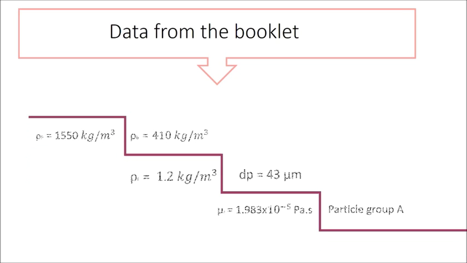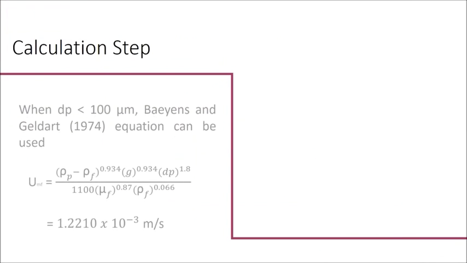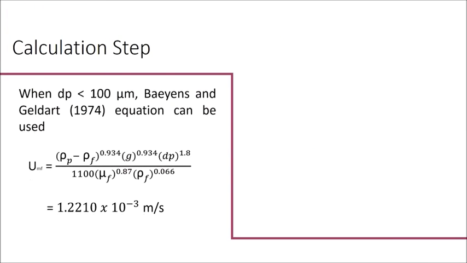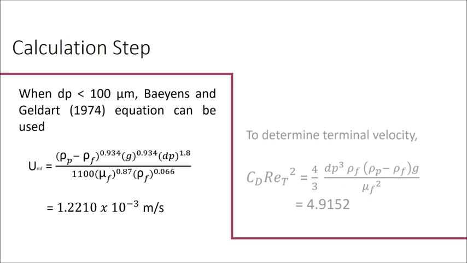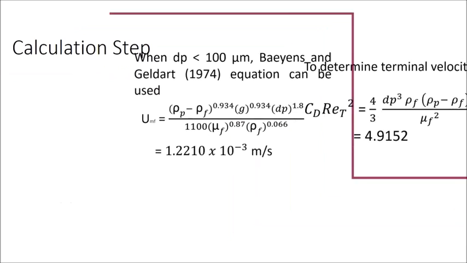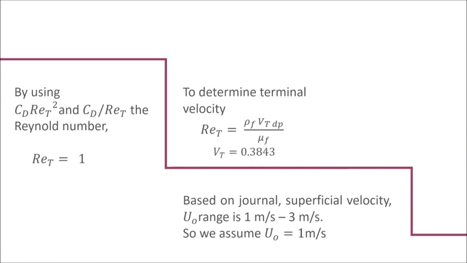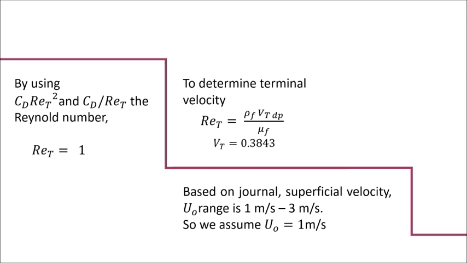This is the data required before we start the calculation. U_MF value will be calculated by using Baeyens and Geldart equations. Next, CD·Re_t² value will be calculated. Based on the graph, the Reynolds number will be obtained. Then, we can calculate the terminal velocities. So, based on the journal, we can assume the value of U0.